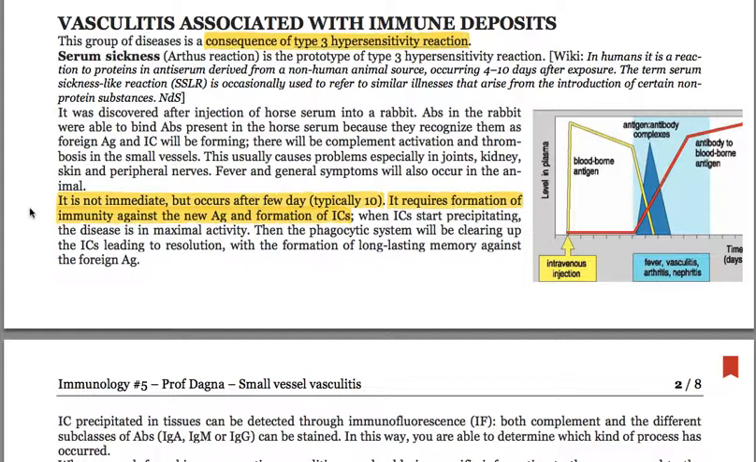It is not immediate, but occurs after a few days, typically 10 days. There is formation of immunity against the new antigen and formation of immune complexes. When immune complexes start precipitating, the disease is at maximal activity. Then the phagocytic system will clear up the immune complexes, leading to resolution, with the formation of long-lasting memory against the foreign antigen.